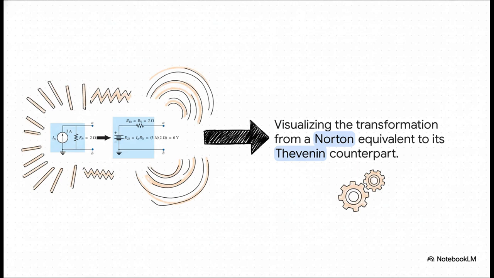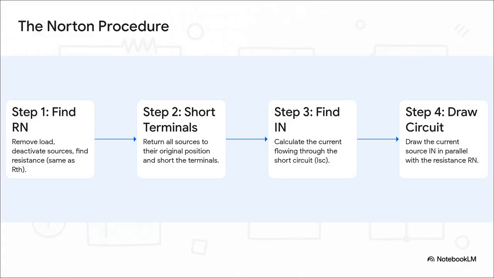On the left, we've got our Norton equivalent we just calculated, and on the right, its Thevenin twin, which we got directly from our little bridge formula. You can just toggle between these models depending on what kind of problem you're trying to solve. So let's just do a super quick summary of the whole procedure. Step 1, find Rn, which is exactly the same as Rth. Step 2, put all the sources back, and then short the output terminals. Step 3, calculate the current flowing through that short, that's your IN. And finally, step 4, just draw your new circuit with IN in parallel with Rn.